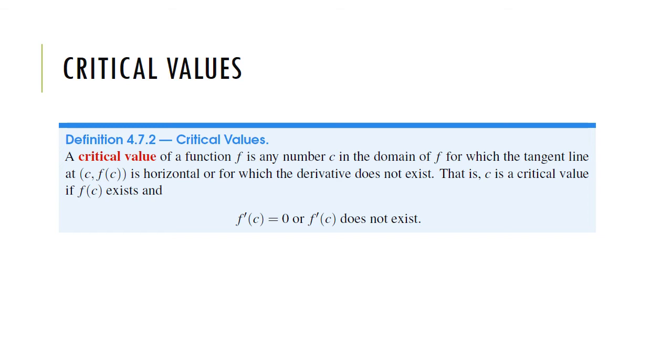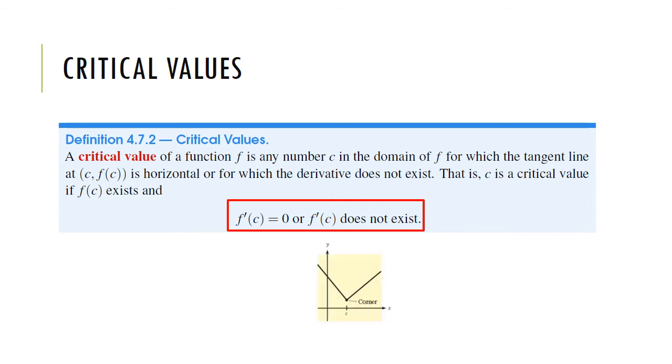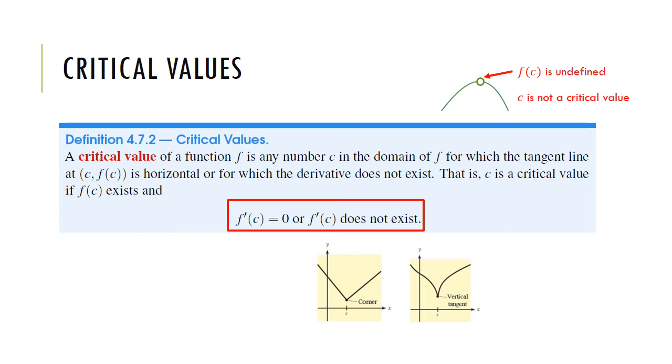When the function is increasing and then decreasing, it passes through the top of the function. When the function is decreasing and then increasing, it passes through the valley of the function. At the top or the valley, the slope of the function is 0. Or sometimes it does not exist, if the top or the valley is a corner or vertical tangent. Then when the slope of the function is 0 or does not exist, it occurs at a critical value. If f of c is defined and f prime of c equals 0 or does not exist, c is the critical value. But if f of c is undefined, c is not a critical value.